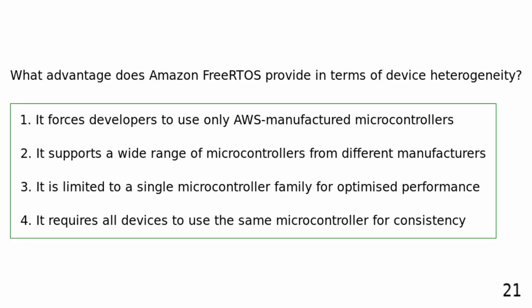What advantage does Amazon FreeRTOS provide in terms of device heterogeneity? It forces developers to use only AWS-manufactured microcontrollers. It supports a wide range of microcontrollers from different manufacturers. It is limited to a single microcontroller family for optimized performance. It requires all devices to use the same microcontroller for consistency.